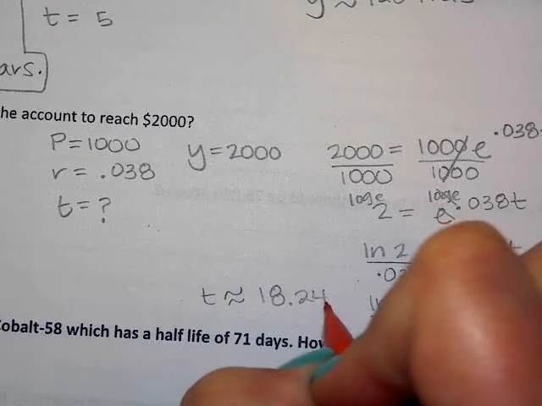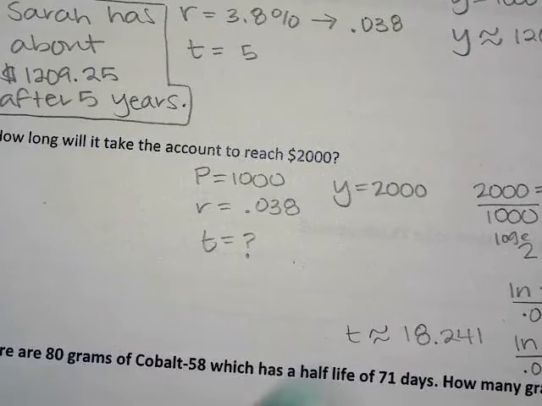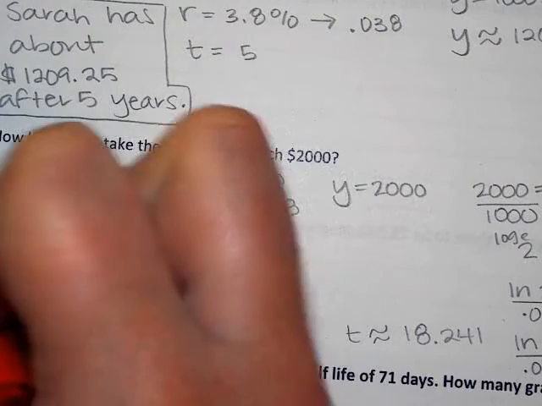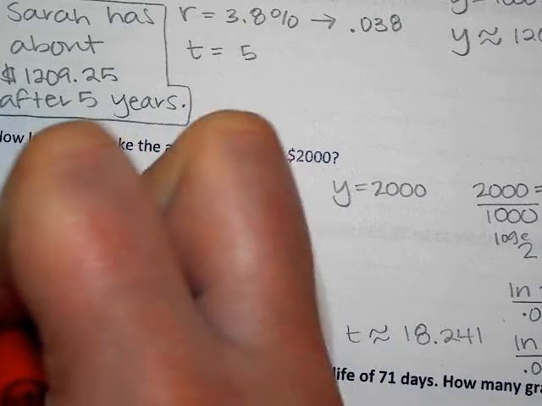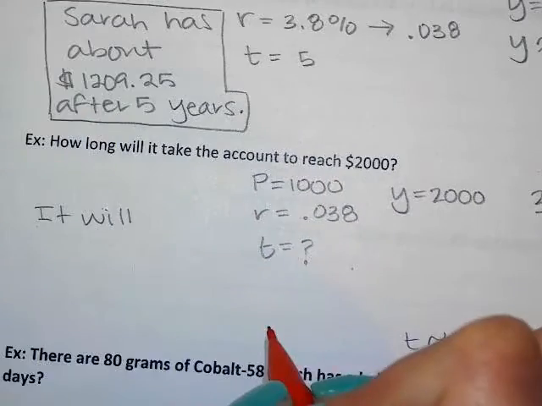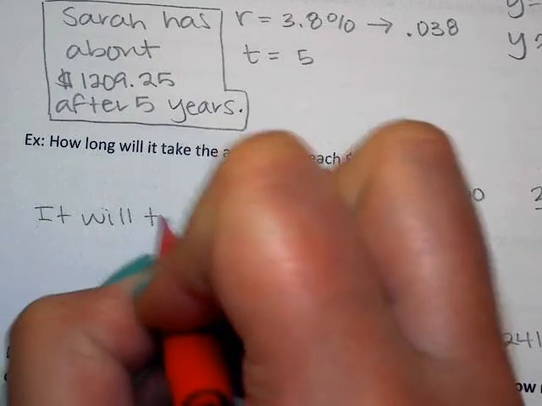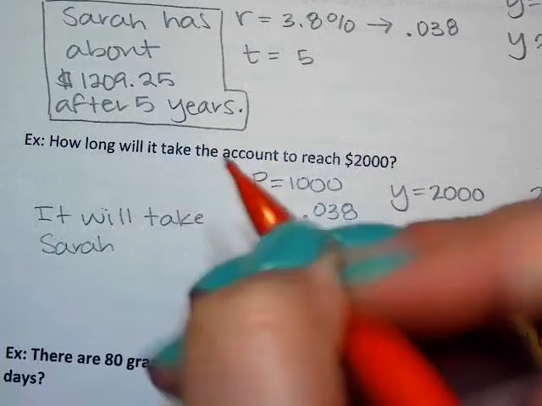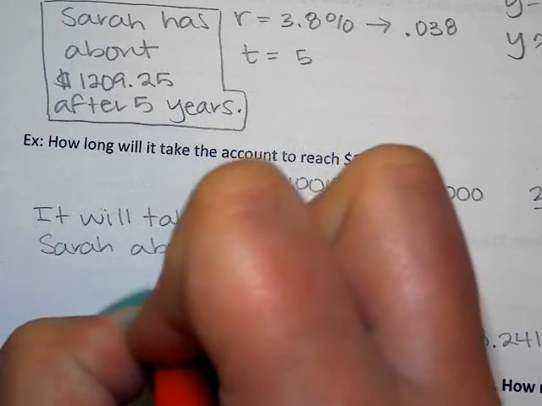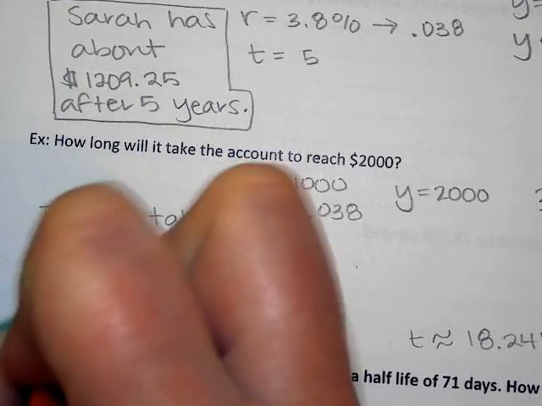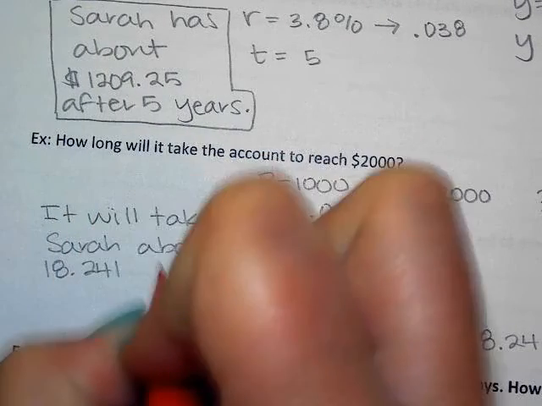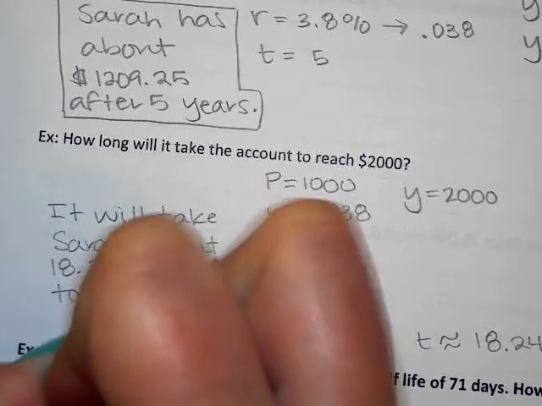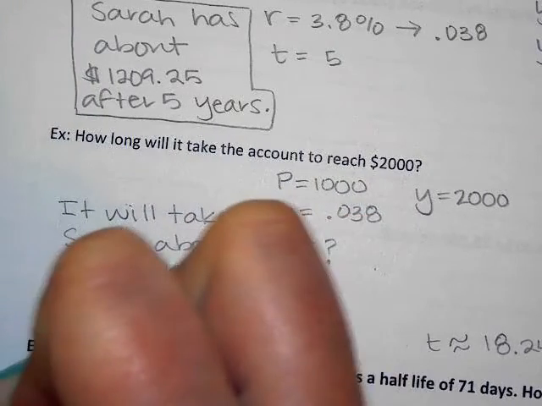18.241. Okay, so we're going to say, how long will it take the account to reach $2,000? It will take Sarah about 18.241 years to have $2,000.